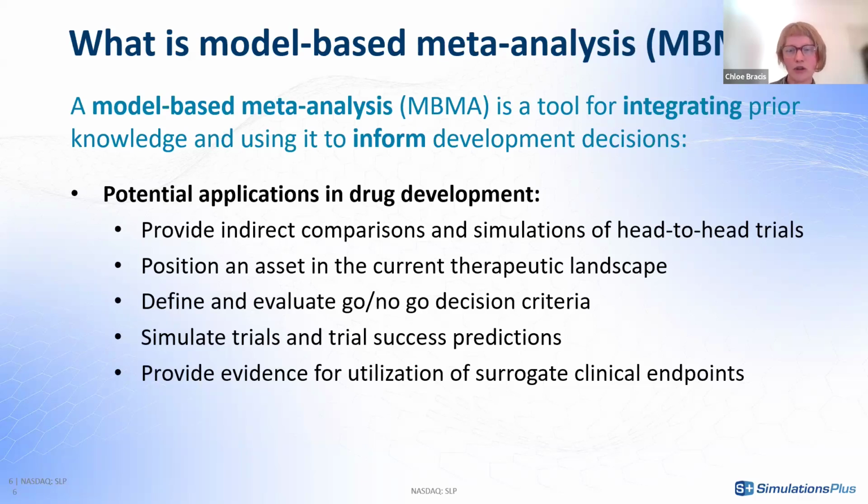Another thing we can use MBMA for is to look at surrogate clinical endpoints. So if we have existing published trials over a longer term, and say we might want to try to have something that would give an indication a bit sooner in time, an MBMA could be a way of evaluating the reliability of those surrogate endpoints.